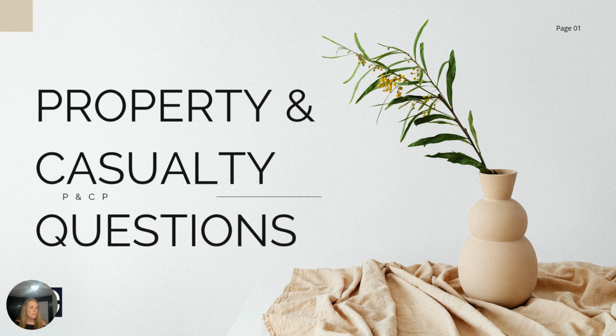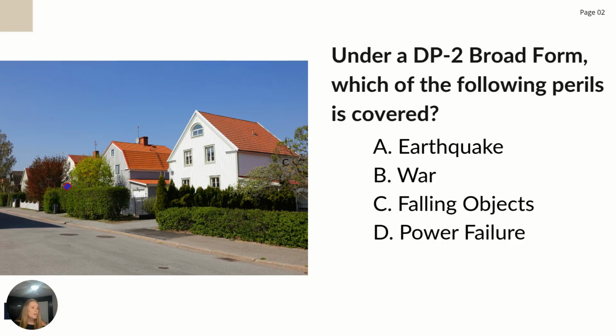I'm going to be going through property and casualty exam questions, particularly for homeowners and dwelling. So first question is, under a DP2 broad form, which of the following perils is covered? So the correct answer here is C. What is covered is falling objects.